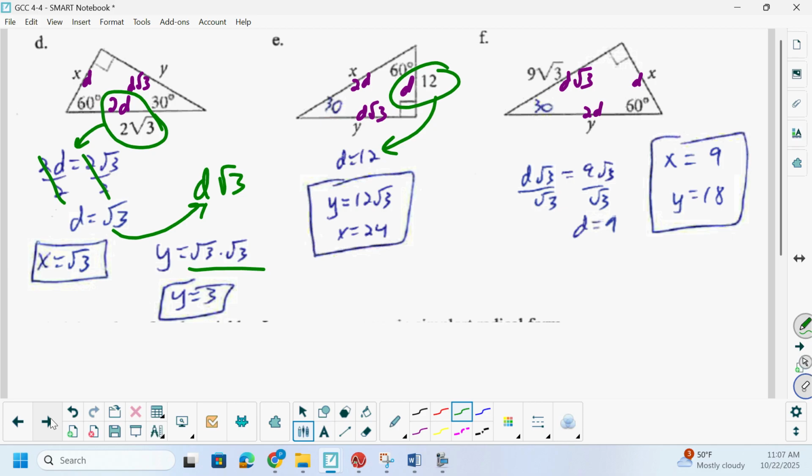24 for x. In F, we've got a 30, 60, 90, so label your d across from 30, d square root of 3 across from 60, and your 2d across from 90.